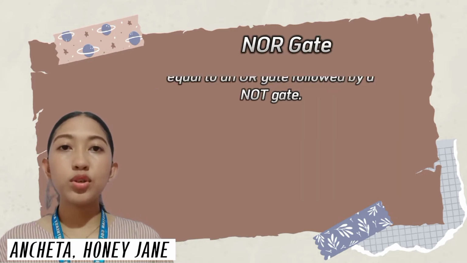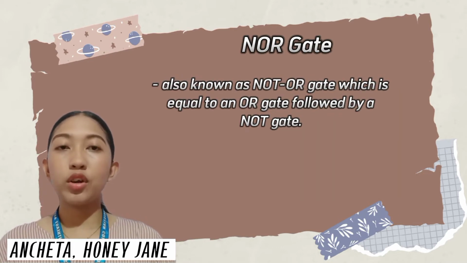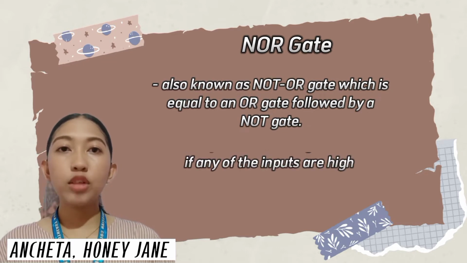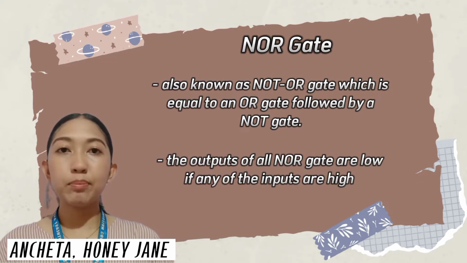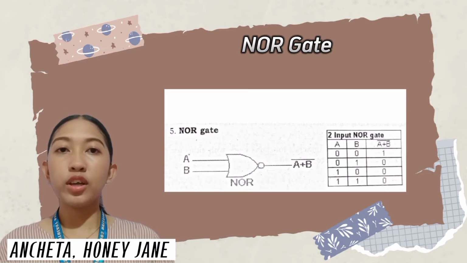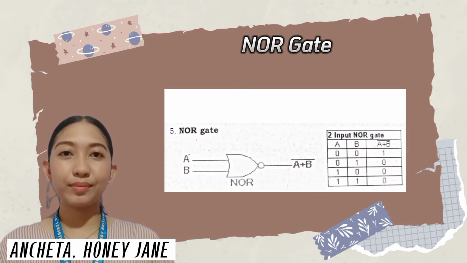NOR gate, also known as a NOT OR gate, which is equal to an OR gate followed by a NOT gate. The output of a NOR gate is low if any of the inputs are high. The symbol is an OR gate with a small circle on the output.